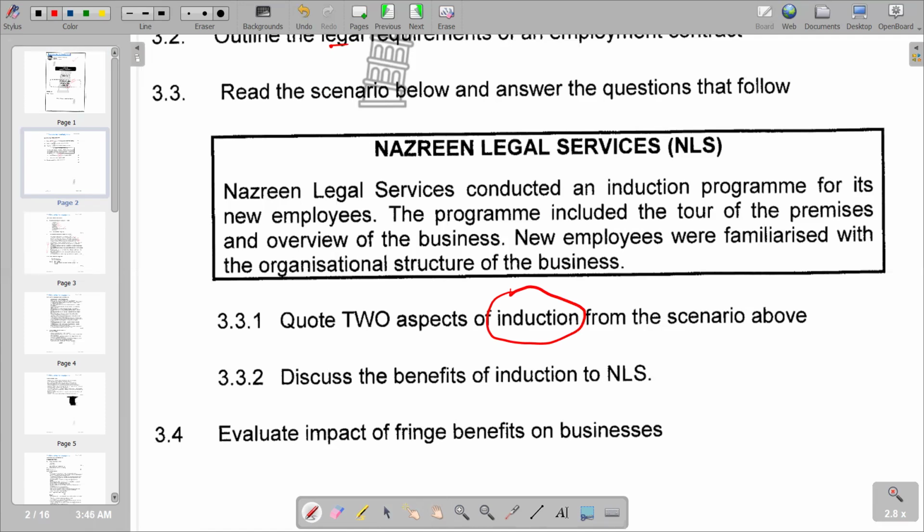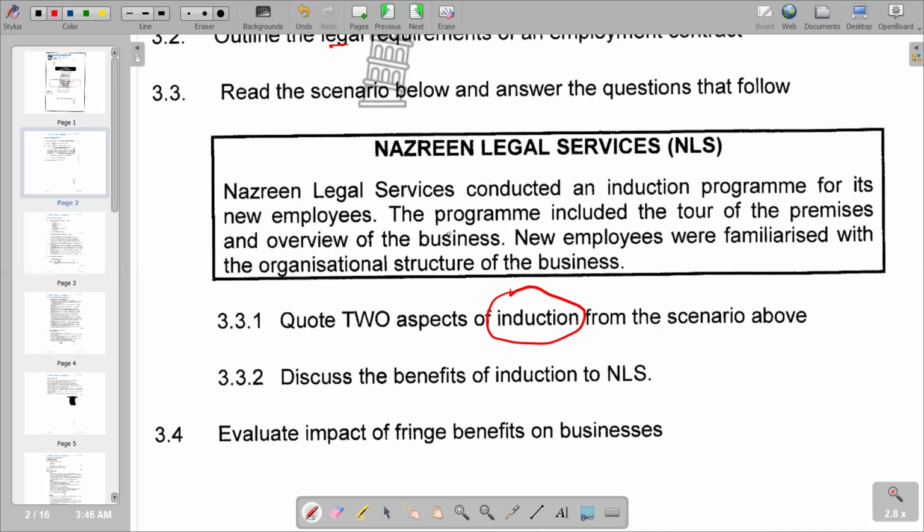And we know that job induction is a process of welcoming new employees to a workplace, helping them settle down into their new roles. So at the end of the day, you would see that it's an onboarding process. So the question is asking us for two aspects of induction that are stated in the scenario that we are given.